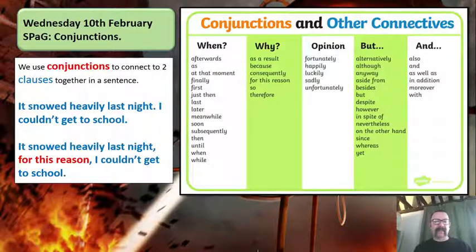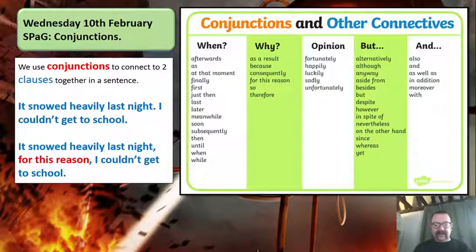Now, to join them together to make one sentence, I'm going to use my conjunction, and I've selected from our conjunctions mat here, or grid, why I couldn't get to school. So I look along the top at the headings. We've got when, why, opinion, but, and. Okay, so I wanted to explain why I couldn't get to school. So it snowed heavily last night. For this reason, I couldn't get to school.